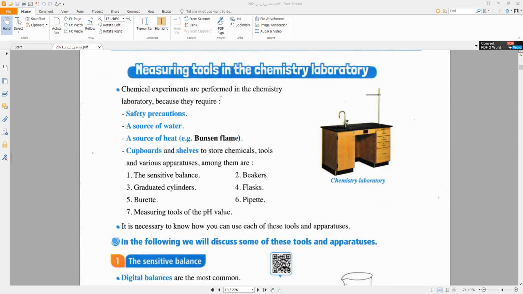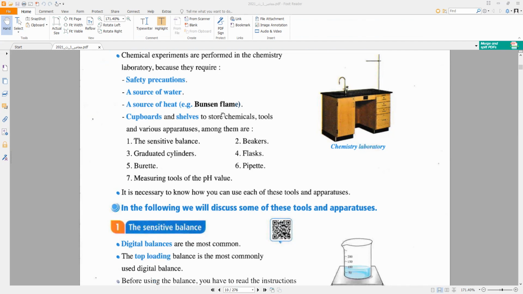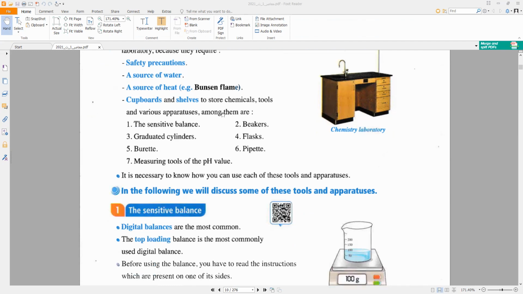What are the tools which we use in the chemical lab? Well, the various tools used in the chemical lab are like the sensitive balance, beakers, the cylinder, plus a tool to measure the pH value. In this session, we explain the uses of these tools.